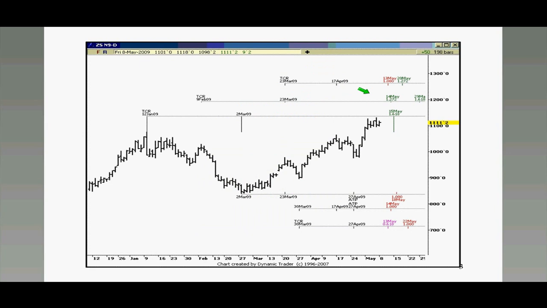I had one May 13th, one cycle, a 1272 cycle, May 14th, a 1618 cycle on the 15th, or an alternate time projection where I measured a prior low to high swing and then projected from this low over here on April 27th. And that came in a little bit further out. That came in on the 18th.